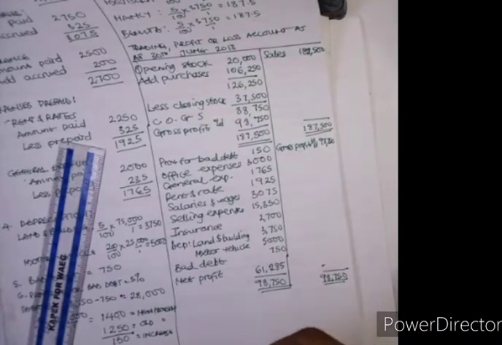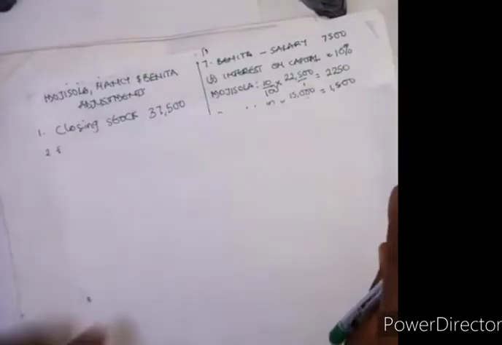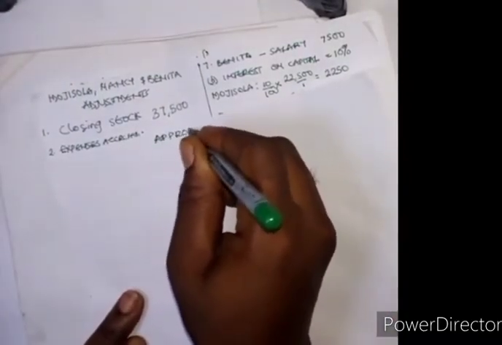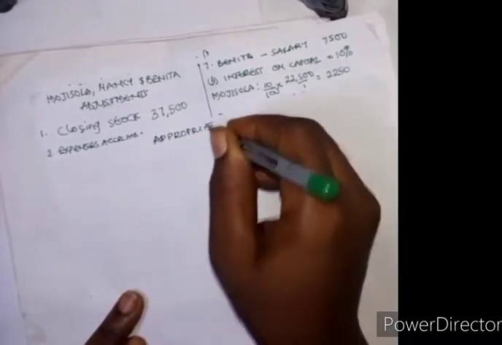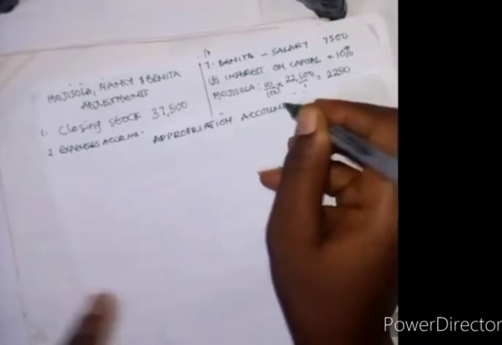Okay, now that is the first aspect they ask us to prepare. And the second one is the appropriation account. Now we have done appropriation account, we have seen the format, and sure you watch that. Let's do the appropriation account. Appropriation account.